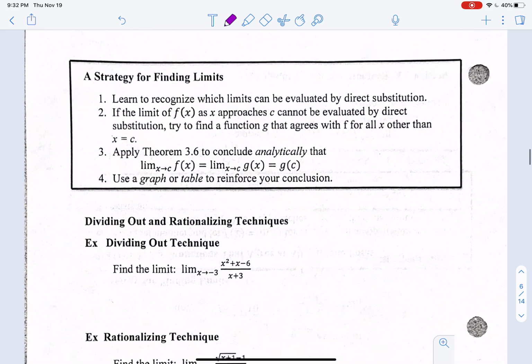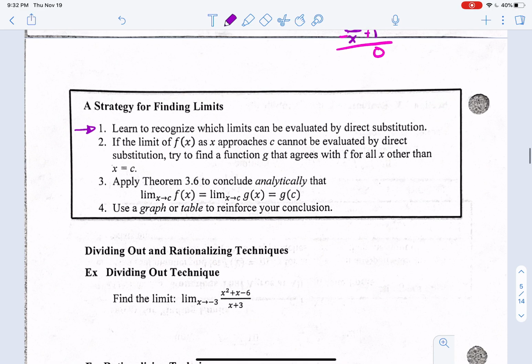Okay, so on to the second page, they talk about a strategy for finding the limit. In this first bullet point, they say, learn to recognize which limits can be evaluated by direct substitution. You should be able to direct substitute anything that does not have a domain error. Remember that those domain errors are negatives inside square roots and dividing by 0.